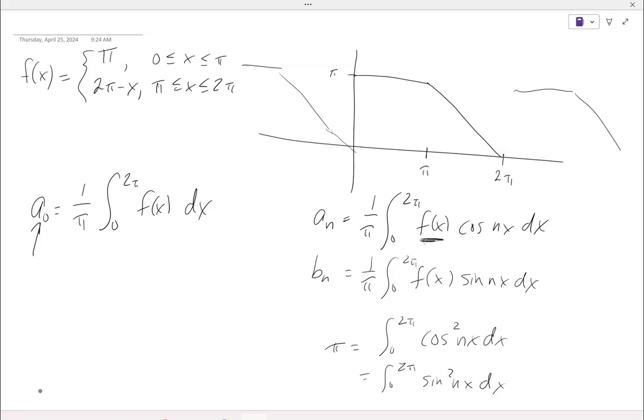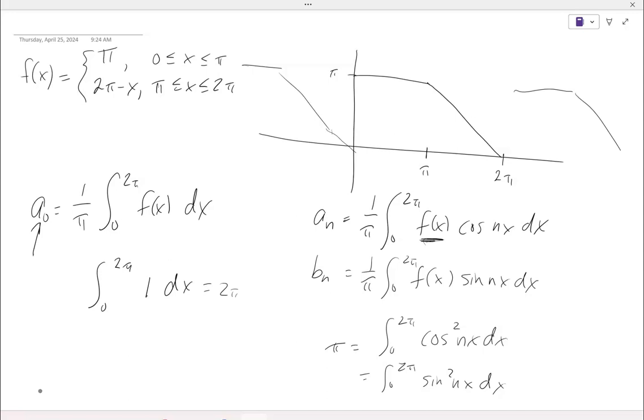Basically, when we're getting that a naught over 2, it's because when we do the integral from 0 to 2 pi of 1, that's our other basis vector that we have besides the sines of nx and the cosines of nx, right? Notice that has 2 pi for its integral rather than 1 pi, right? That's why there's an extra 2 on the bottom.